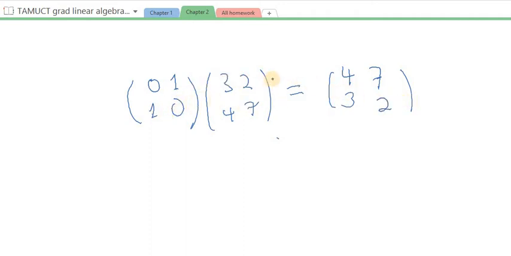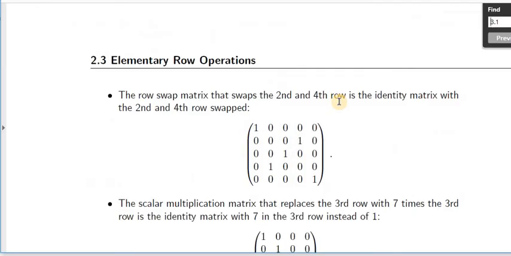So notice that the rows have been interchanged. And you can see that because the first row of the result is going to be this row times this matrix, and when you multiply this row times this matrix, you're basically going to select the second row. Similarly, the second row of the resulting matrix is this row times this matrix, which basically selects the first row. So this matrix exchanges these rows, and with larger matrices, the same process occurs.